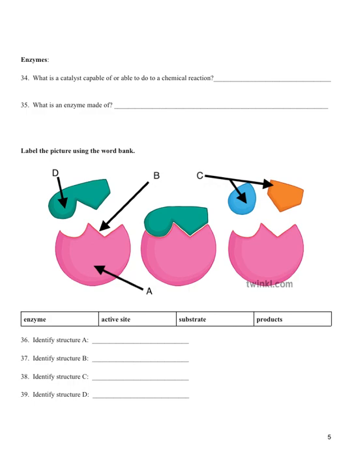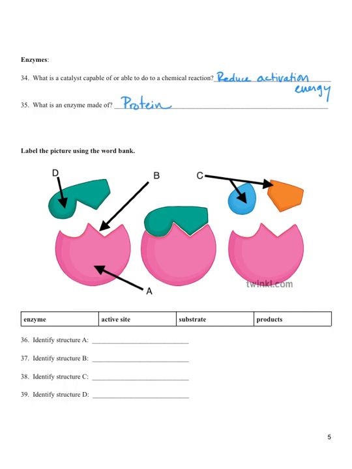The last page of your study guide is going to focus on enzymes. So number 34 says, what is a catalyst capable of or able to do to a chemical reaction? And you should have remembered, hopefully from your notes and other things, that catalysts or enzymes reduce activation energy. Number 35 says, what is an enzyme made of? Remember, enzymes are made of proteins. So they are organic catalysts because they're made of the organic molecule protein.